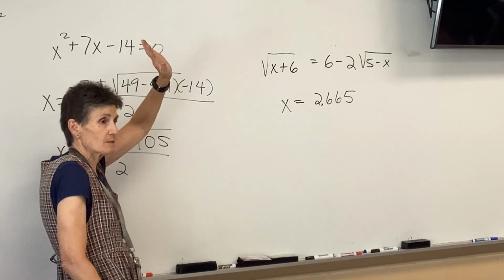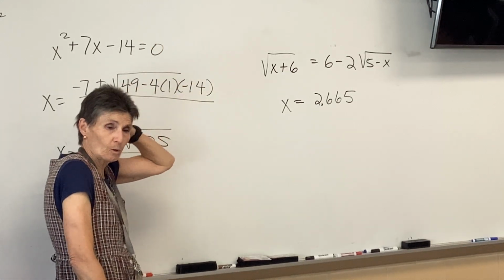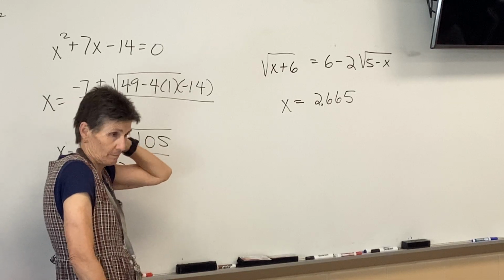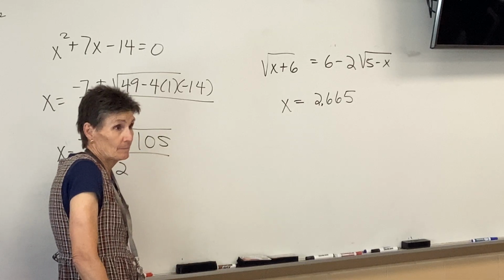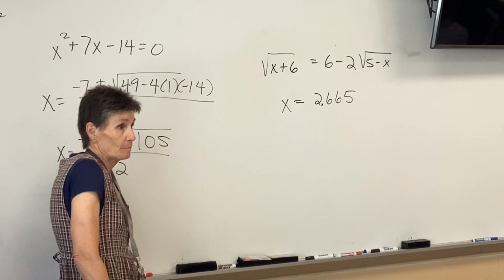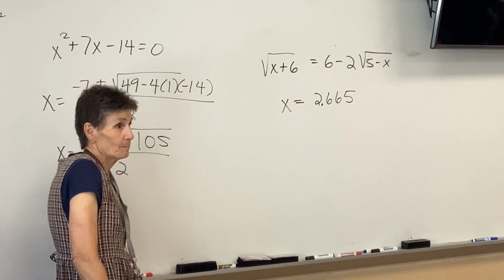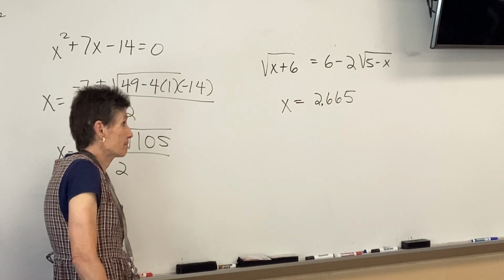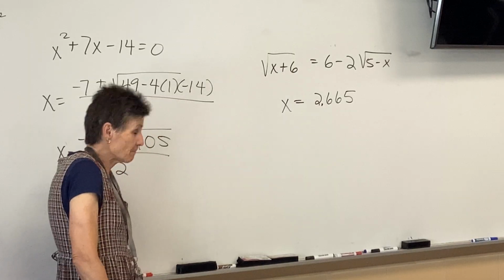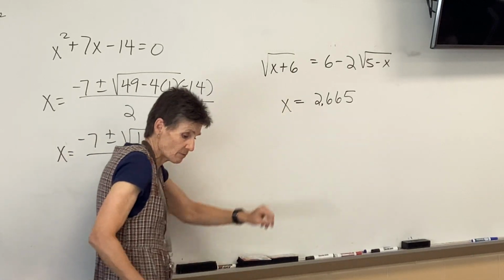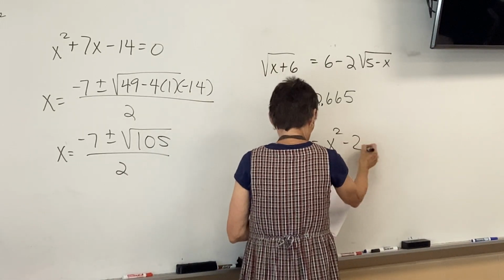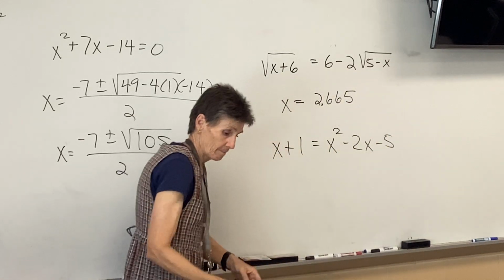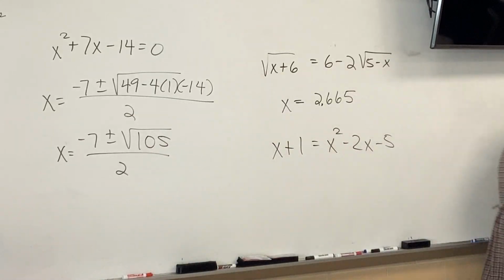How many got 2.665? All right, how many are still working on it? Keep going. Once you get the graph, what's your next step? Second, calc intersect. If you finish that one and you got 2.665, go ahead and do the next one. You guys both get 2.665.